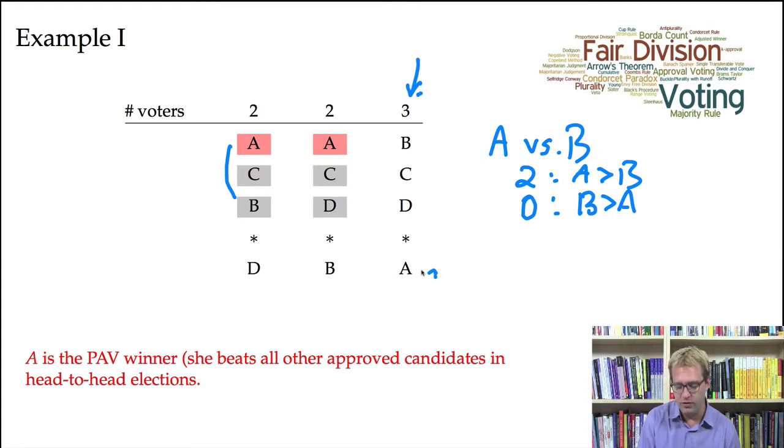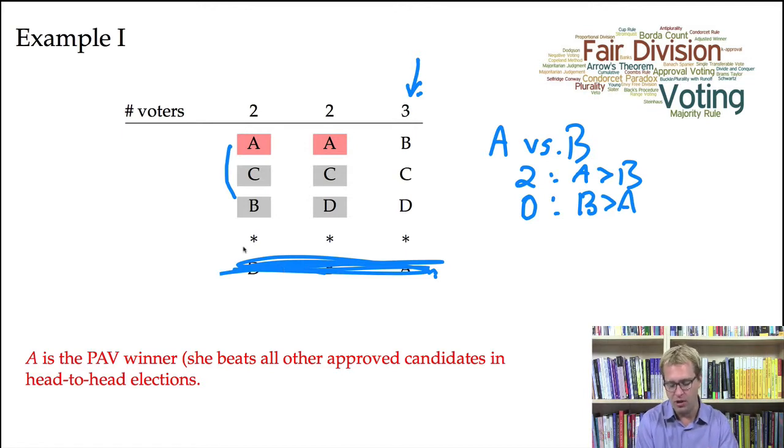So what preference approval voting does is it actually ignores that data. It's as if everything below this star line is not actually represented. So 2-0, more people prefer A over B than B over A. So I shouldn't say majority here. I should just say more prefer A over B than B over A.